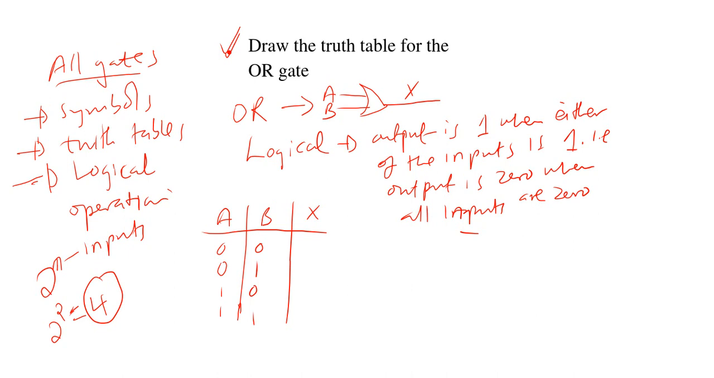Then from the logical operation, the output x is 1 if either is 1. So where we have at least one of them being 1, we have output of 1. And where we have 2 zeros, then we have an output of 0. So that is the solution for that question. And it is very simple, but it carries 4 marks.